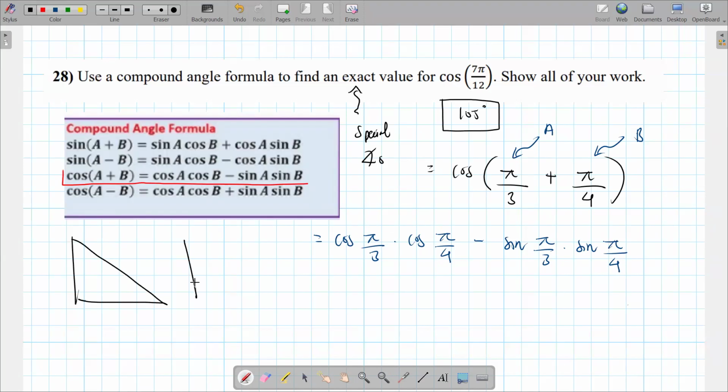So now you draw your special triangles however you want to. The pi over 4 one is pretty simple. It's 1, 1, root 2. Pi over 6 is 1, 2, root 3. So there you go. Those are your triangles. You probably have them memorized by now. You should. I'm just going to follow the values. What's cosine of pi over 3?